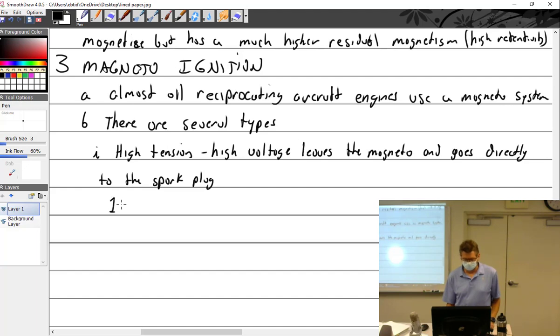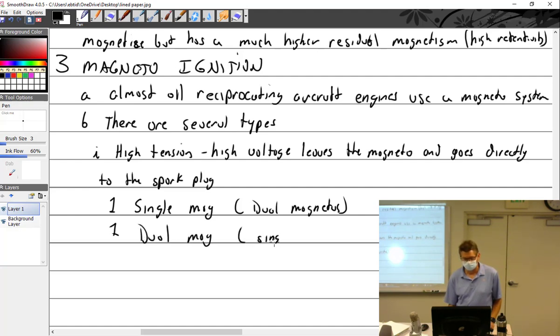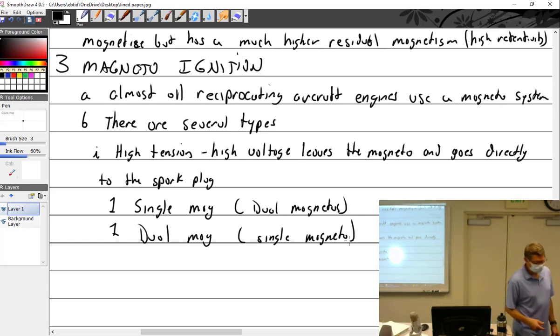There are two types. We have the single mag, which is dual magnetos. And we have the dual mag, which is a single magneto. Is that pretty clear? So you either have the single mag, which is this one, whereby you would need dual magnetos, one on the right and one on the left. Or you have a single mag, otherwise known as the dual mag.